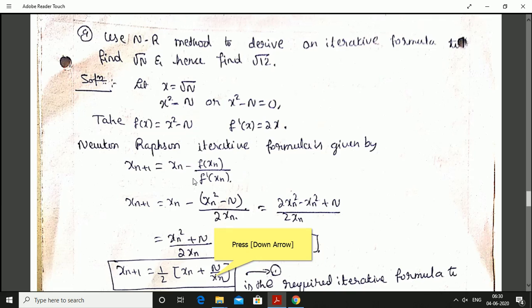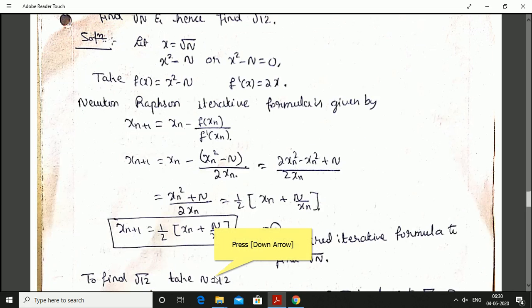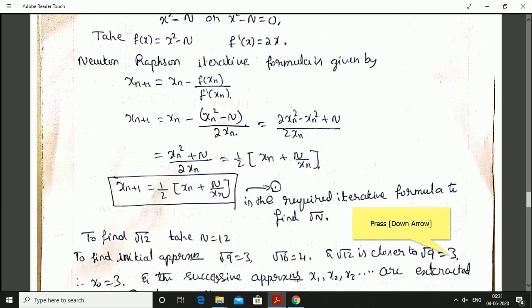We take the LCM, which is 2x_n. So we get (2x_n² − x_n² + N) divided by 2x_n. 2x_n² − x_n² is x_n², so it becomes (x_n² + N) divided by 2x_n. Or else, 1/2 times (x_n²/x_n + N/x_n), that is x_{n+1} = 1/2 (x_n + N/x_n), which is the required iterative formula to compute the square root of N.